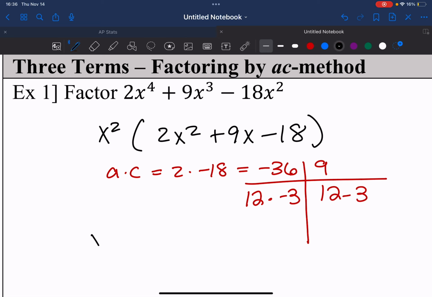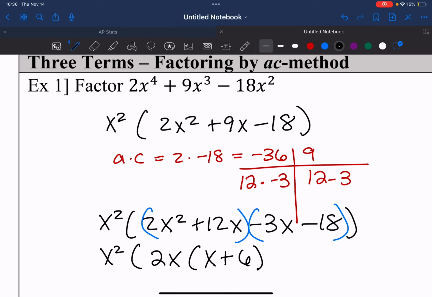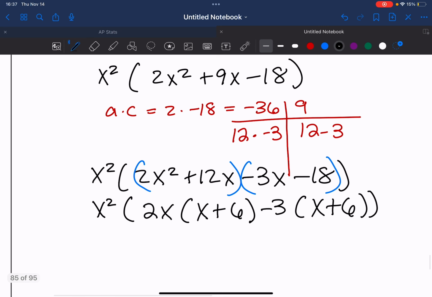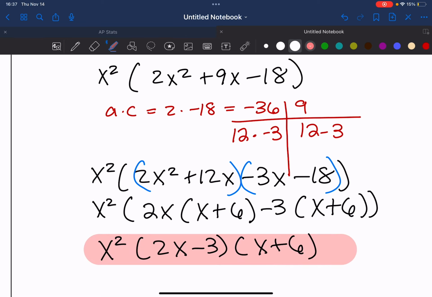So then I rewrite this as x squared, parentheses, 2x squared plus 12x minus 3x minus 18. I then put these into parentheses so I can do factor by grouping and factor out a GCF from each. So I have x squared, parentheses, I can take out a 2x, which leaves x plus 6. And then here I can take out a negative 3, which leaves x plus 6. Okay. Since my parentheses match, I can write this as x squared times 2x minus 3 times x plus 6. This is my answer to the factor.